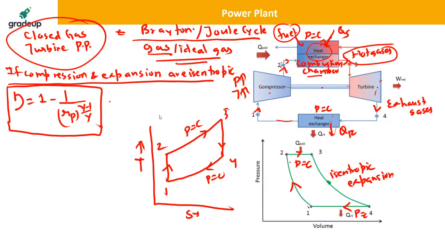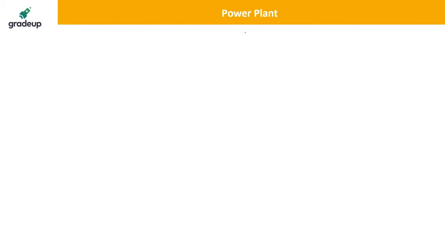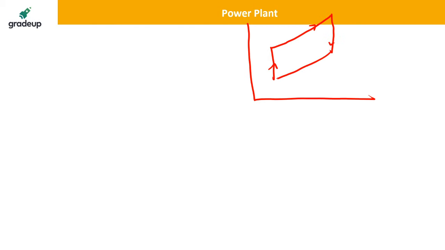What if compression and expansion are not isentropic, and the efficiencies are given, then what will happen? In the actual Brayton cycle, they also give the efficiency. Let us say this is 1, this is 2s, isentropic. But if this is actual, let us say this is actual compression. This is 3 to 4s, isentropic, and this is actual expansion.